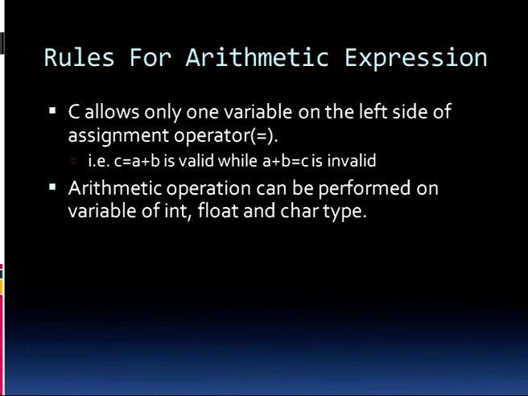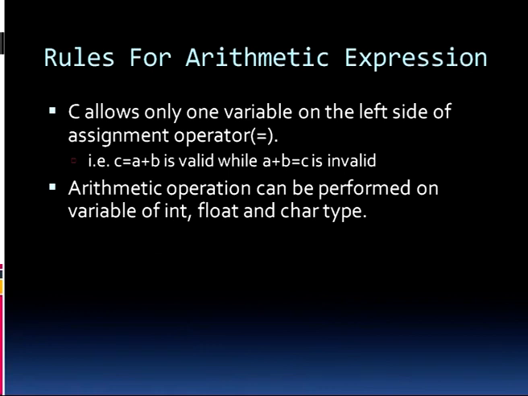Arithmetic operations can be performed on variables of int, float or character type. It might be clear to you how arithmetic operation is performed on integer and float values, but a bit of confusion may be how the arithmetic operation is performed on variables or constants of character data type. So let's study an example.